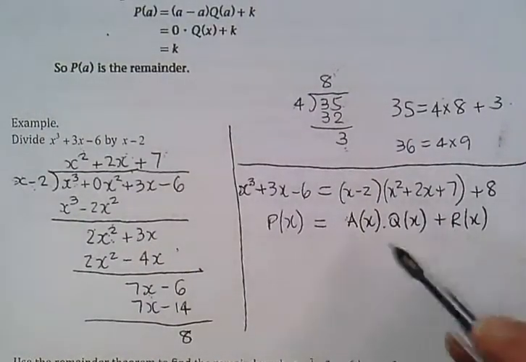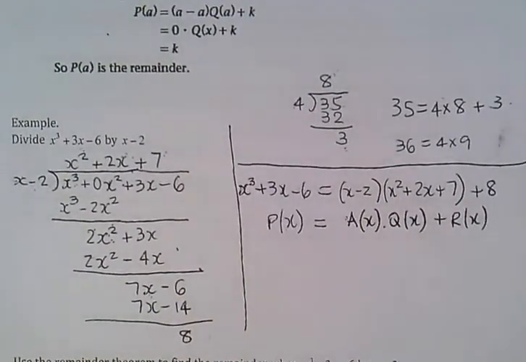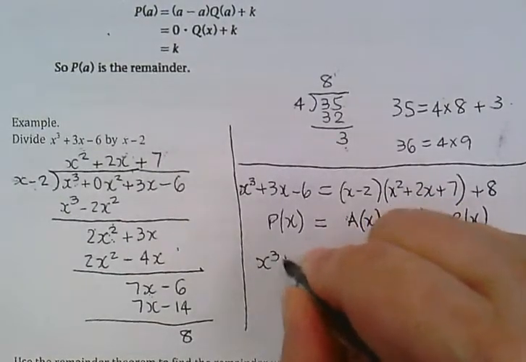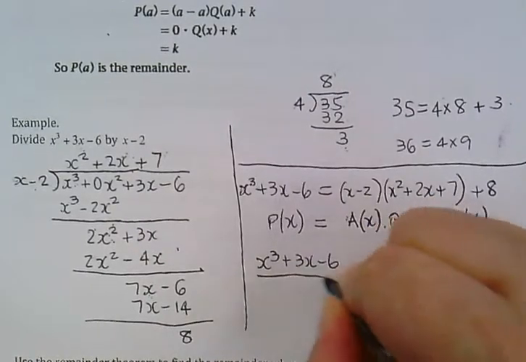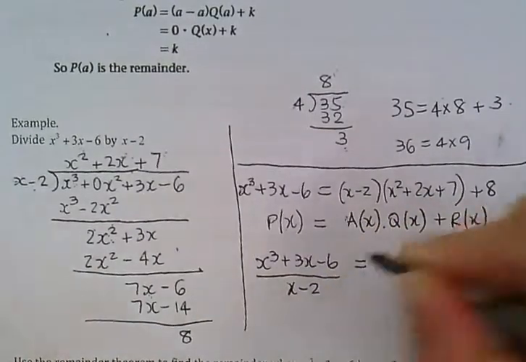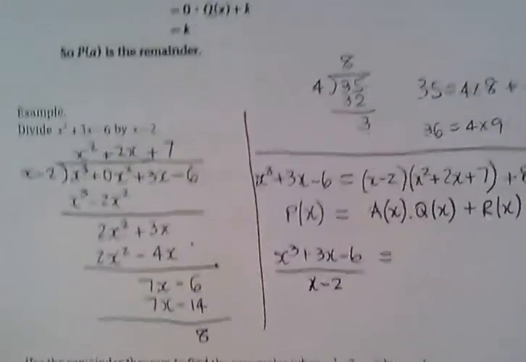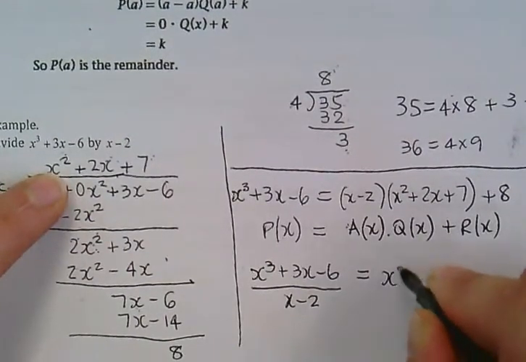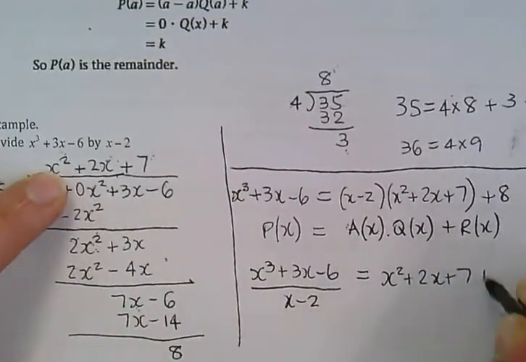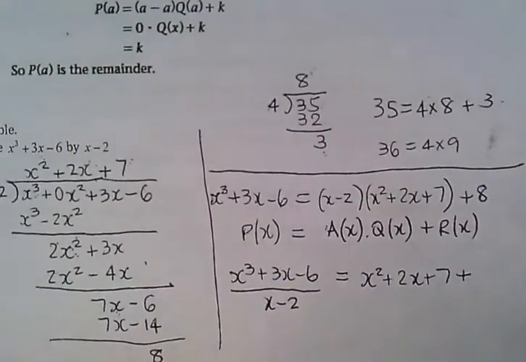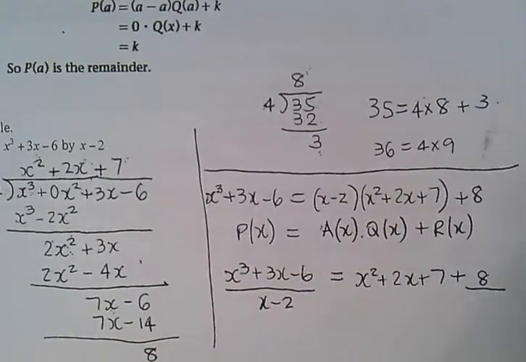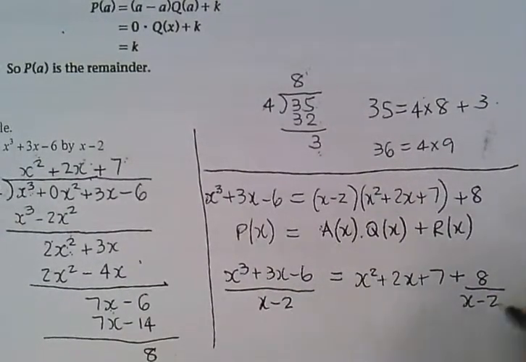But remember that we can also write this another way. We could also write x cubed plus 3x minus 6, divided by x minus 2, because that's what we're doing. Do you remember how we write this now? If you divide that by x minus 2, what do you get? The quotient, which is x squared plus 2x plus 7, plus our remainder. What's that? Plus 8 over what? Over x minus 2.